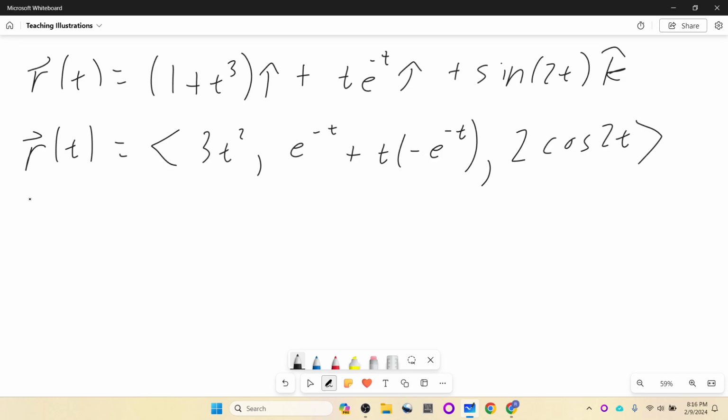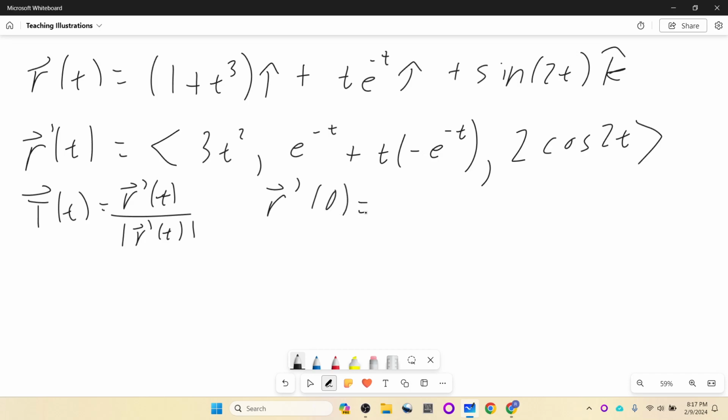Now, we could go ahead and plug in the formula. T of t is r prime of t over absolute value of r prime of t. I keep forgetting to write the prime. And we could go ahead and do the absolute value formula, which is square each one of these, add them, take the square root. But we were only asked for t equals 0. So let's make this easier. Let's go ahead and plug in time 0.